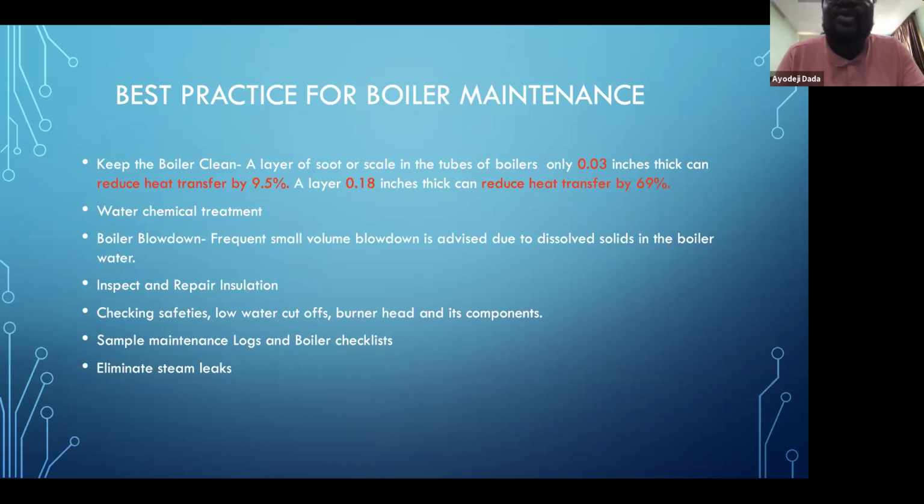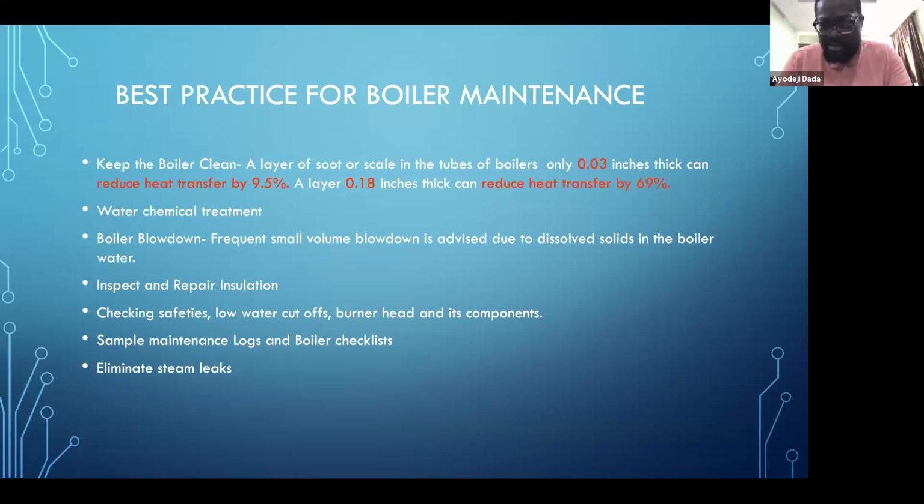So if we do effective maintenance, cleaning of our tubes, we have improved heat transfer. Another one is a 0.18 inch thick layer of this can also reduce your heat transfer by 69%. Another thing we need to consider is the water treatment chemical. Like I said earlier, we need to put the right water quality into the boiler.